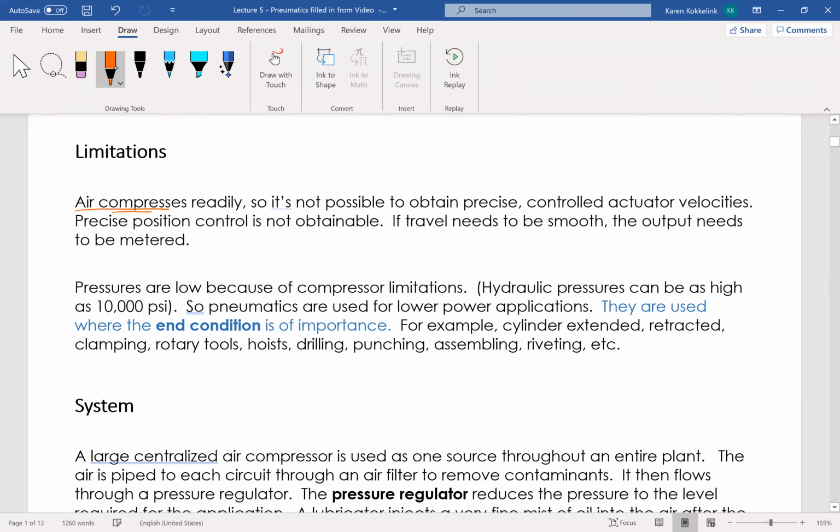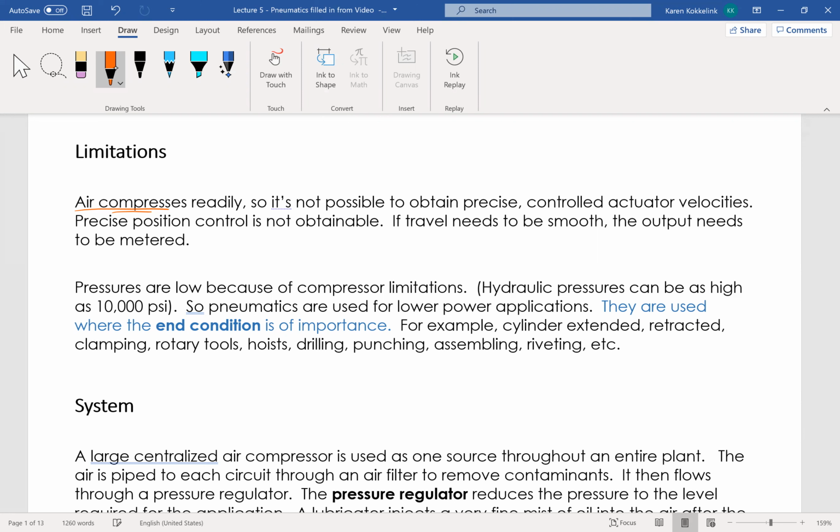But air compresses a little bit more than hydraulic fluid. So you can't make, say, a giant press that's going to press a car body with pneumatics, because most of the piston stroke is going to be used up compressing the air behind the piston. So we do not use it for precise, controlled applications where you need a lot of force. If the travel needs to be smooth, the output needs to be metered, high forces, we don't use pneumatics.